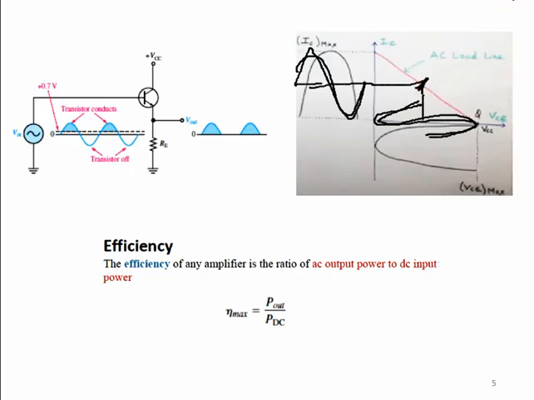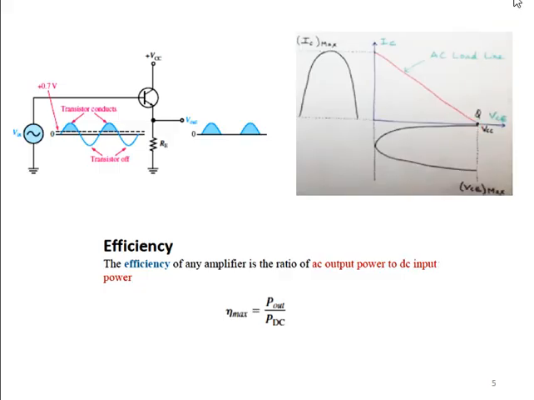But for class B, we can see only one half cycle, there is no conduction for the other half cycle. So in that case, how can we actually quantify efficiency?